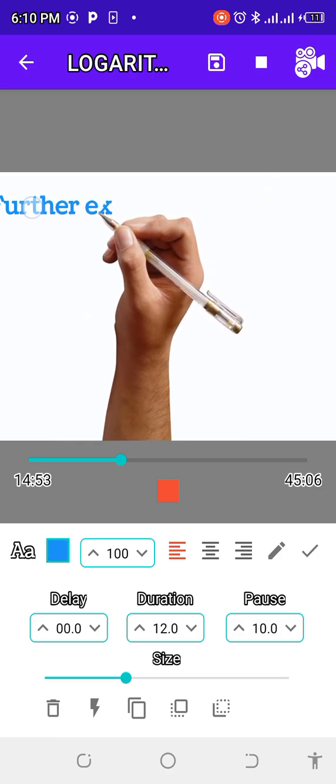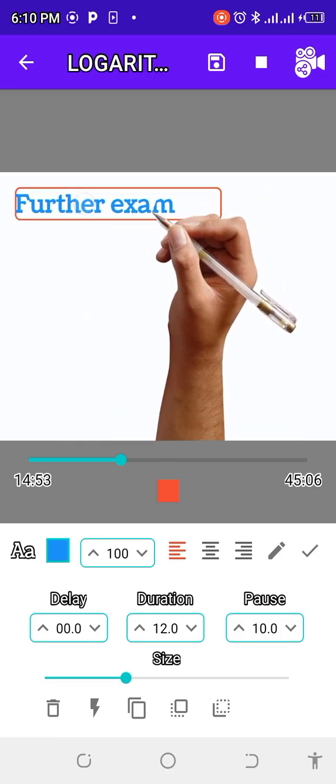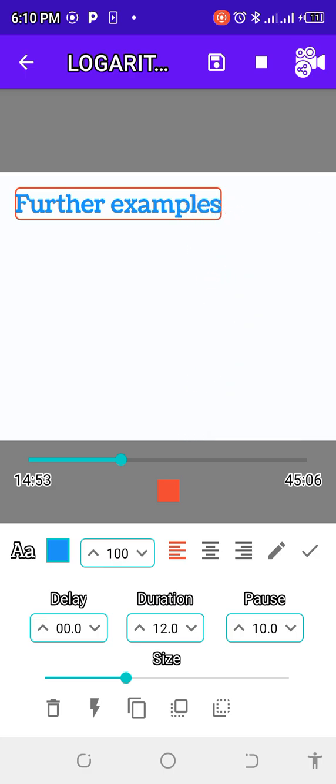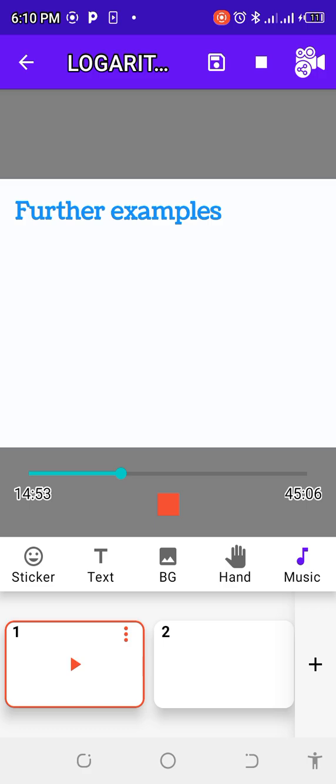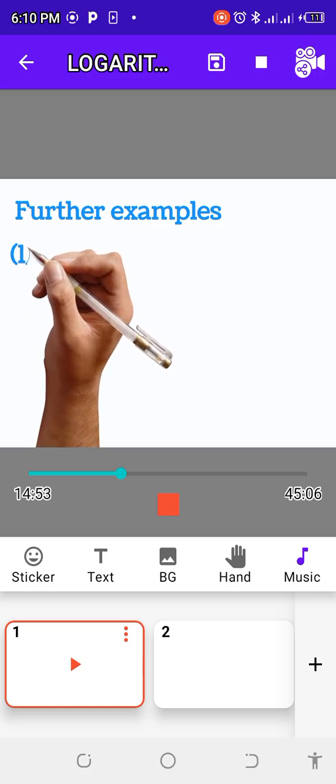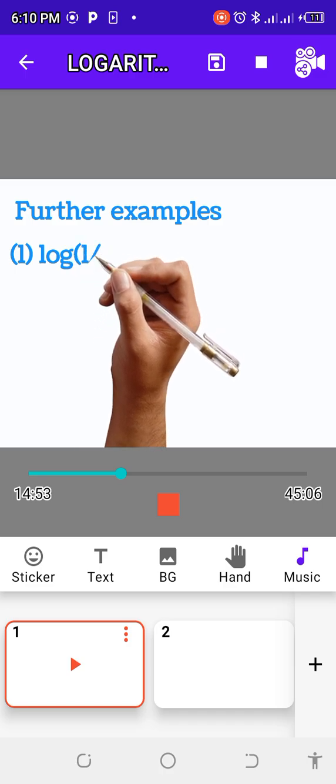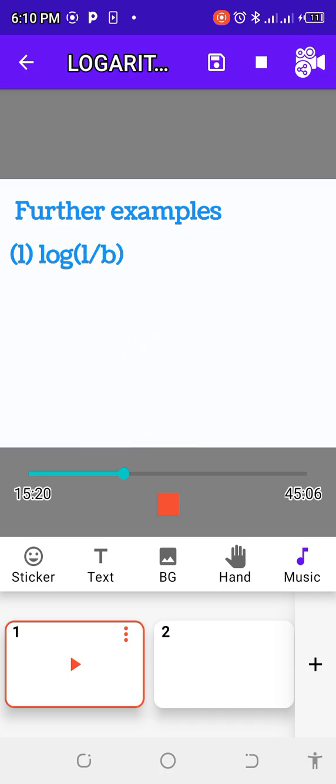Further examples. We're going to take further examples. Anytime you solve any of those assignments and you can't solve them well, that means you need to go back to revise those laws. There is nothing that they will set in logarithm that is not found in those laws that have already been given to you.